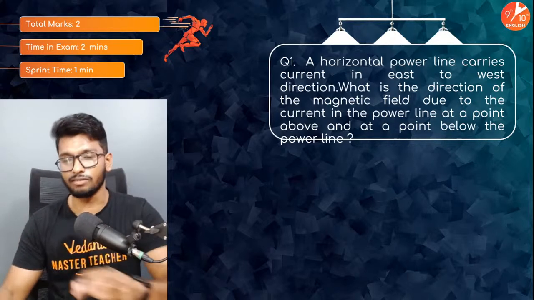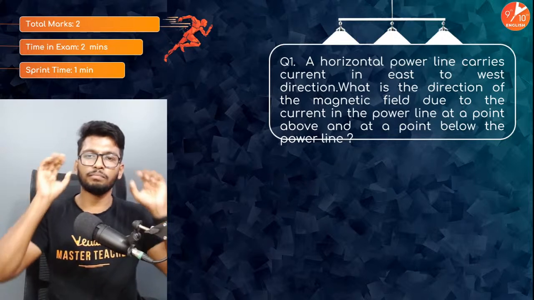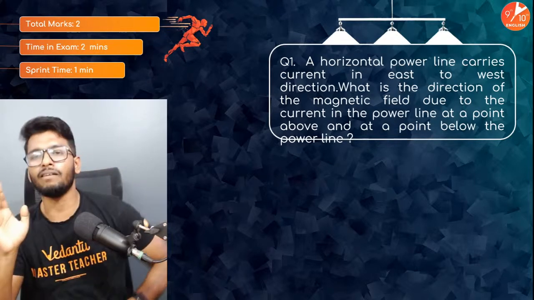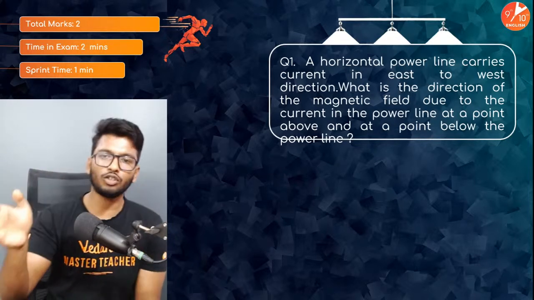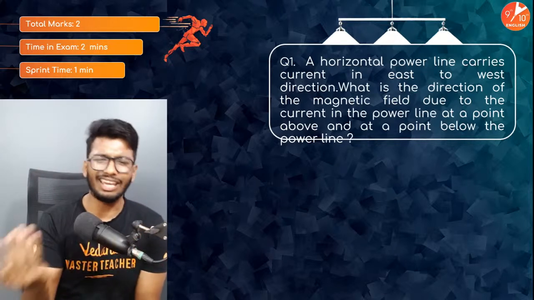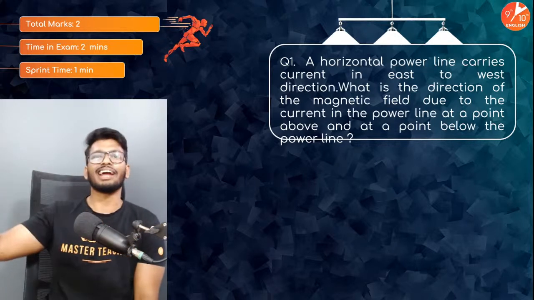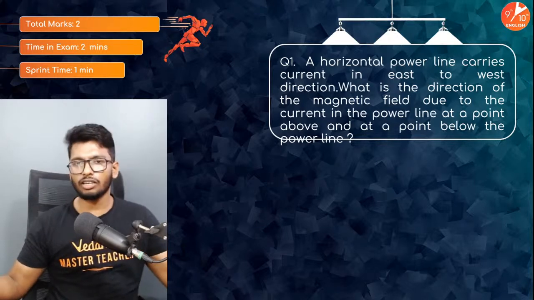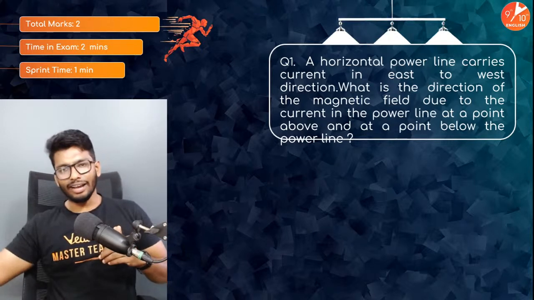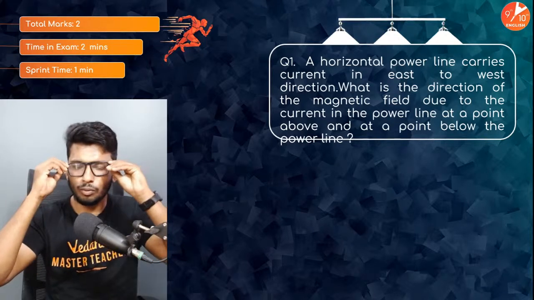Okay, so here's the question, guys. The question is very simple. You have a simple power line. This power line is carrying a current from east to west direction. Now, generally when you say east to west direction, east would be your right hand side, west is your left hand side. So the current is flowing from your right to your left. That's what east to west means.